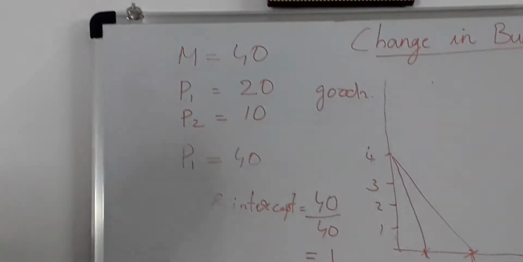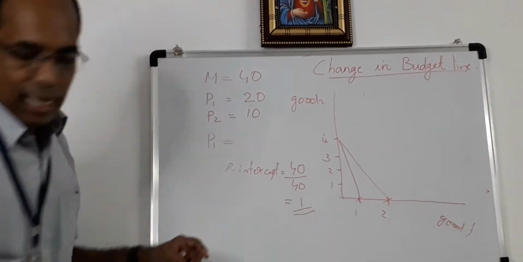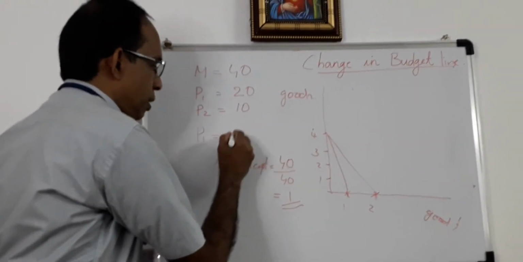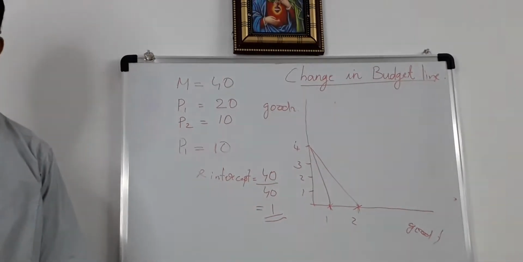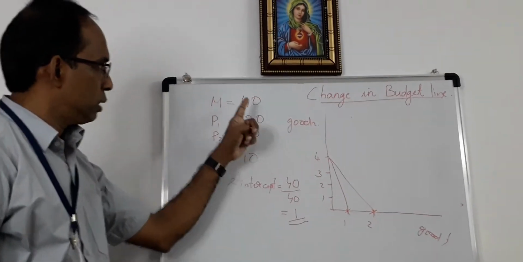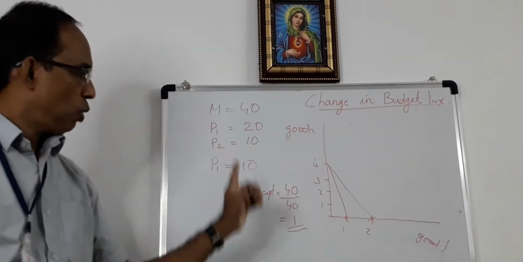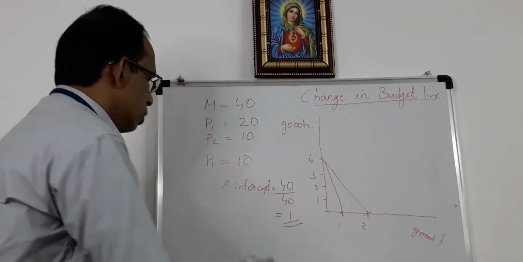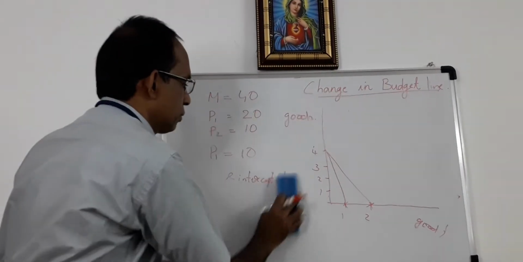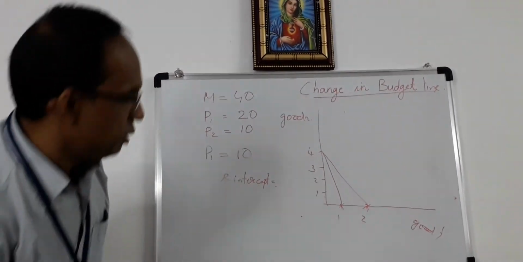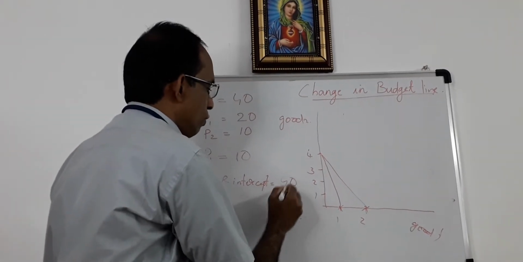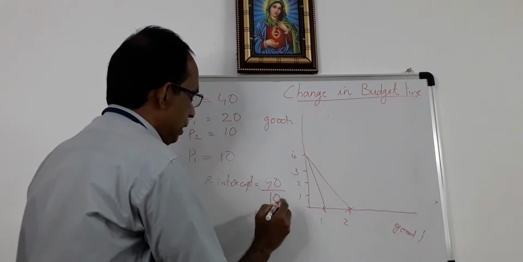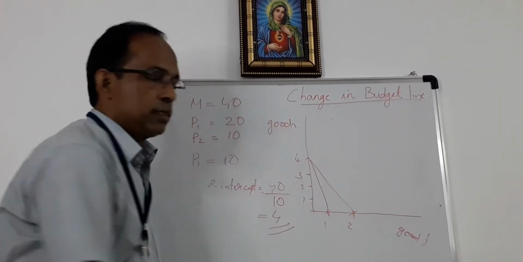Now let us see what happens when the price of good one decreases. Earlier the price of good one was 20 and now it decreases to 10. What happens to this budget line? No change in the y-intercept because M and P2 remain the same. Only P1 changes, so only the x-intercept changes. New x-intercept is M, there is no change, 40 divided by new P1, which is 10. So x-intercept is 4.